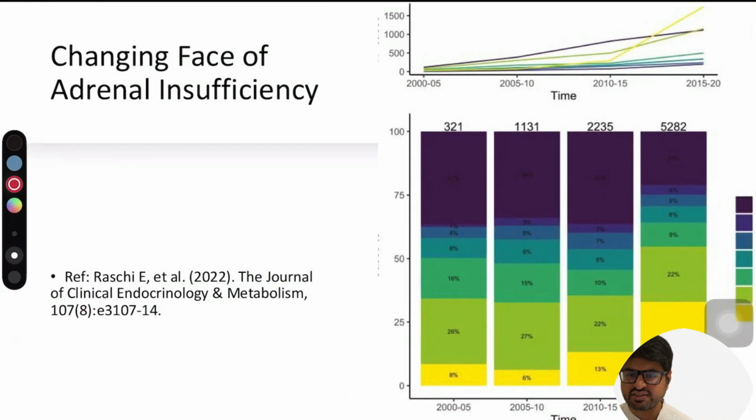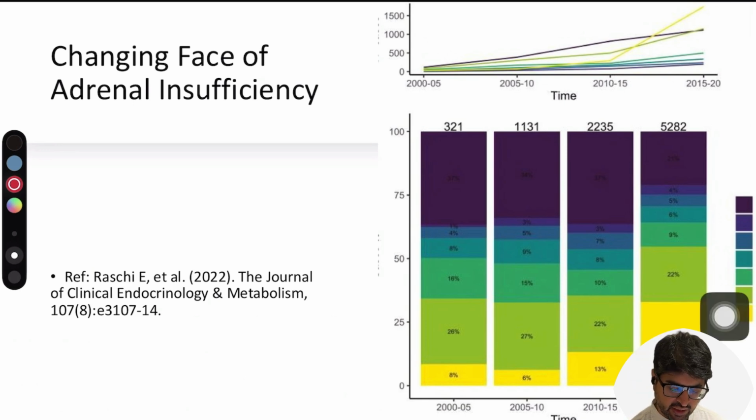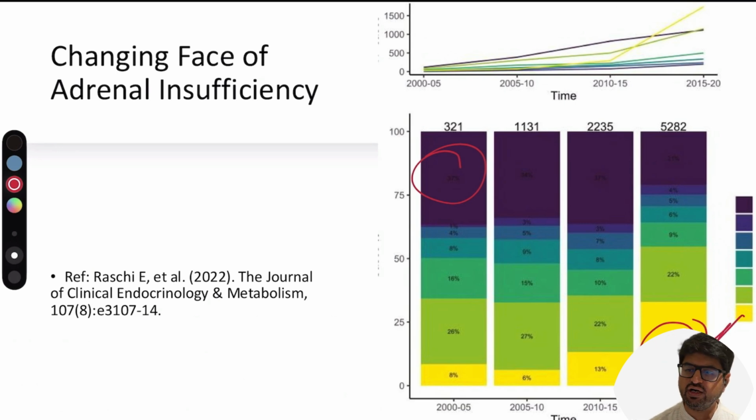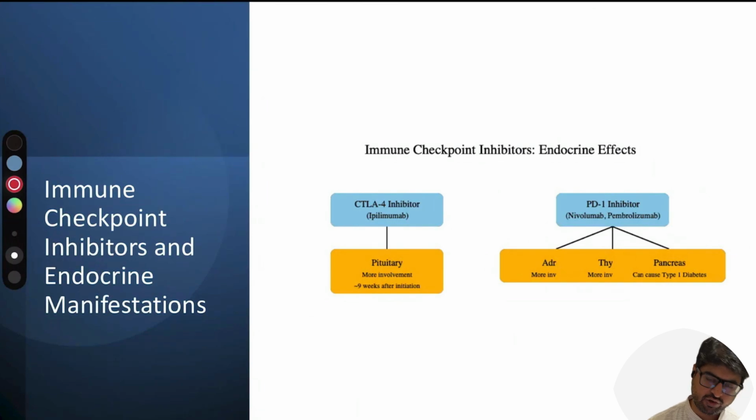Now, the earlier study which I had shown by Rashi also showed the changing phase of adrenal insufficiency. I can see from here that earlier, most of the adrenal insufficiency cases were reported because of steroids, but these days, and this yellow is basically, I'm sorry, that got cut off, right? So yellow is representing immunotherapy. And the number of reported cases of adrenal insufficiency because of immunotherapy has rapidly increased over a period of time. So that's something we have to be very well aware of and cognizant about.